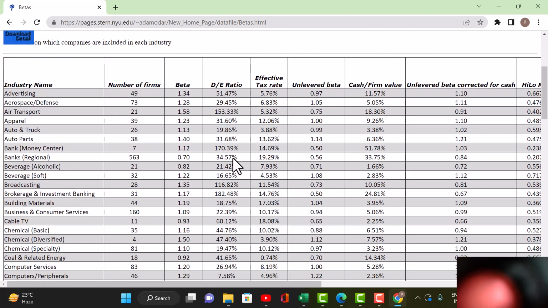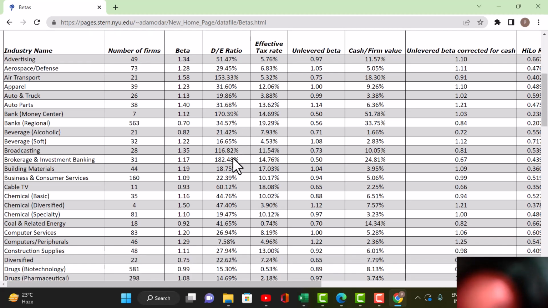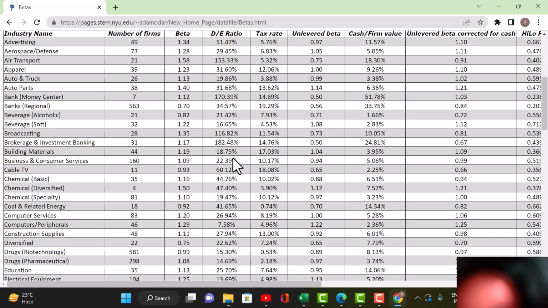So these are the betas. These are all the companies in the world and their corresponding beta of the industry. This is an average beta of these companies. So just look at the business: computer services, computer peripherals. How much is it coming? 1.29. So anybody who is selling computers or computer peripherals, the beta is about 1.29. So we take this as the point.